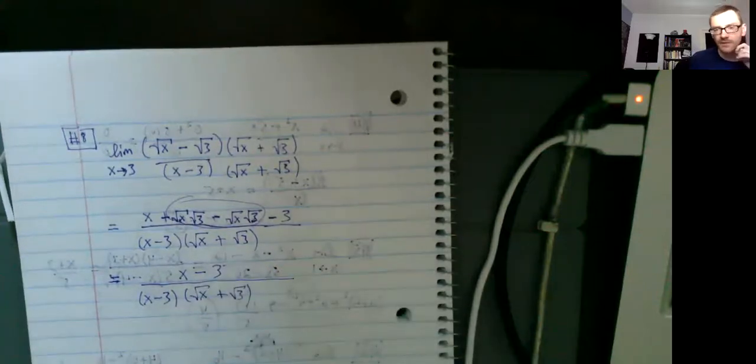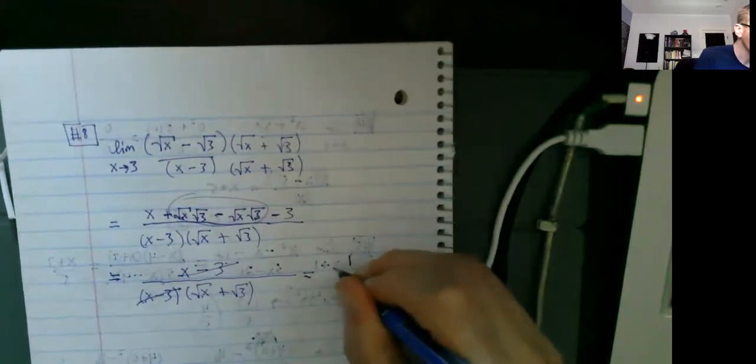Now that we've done all of this, we can see that there's some cancellation that can be done. This factor of x minus 3 will cancel with this factor of x minus 3. There's nothing left in the numerator, so that just means we write a 1. And then in the bottom, we just have root x plus root 3. And now we've simplified our expression. If you plug 3 into this expression, you get something reasonable. You get something that is actually a number. You get 1 over root 3 plus root 3.